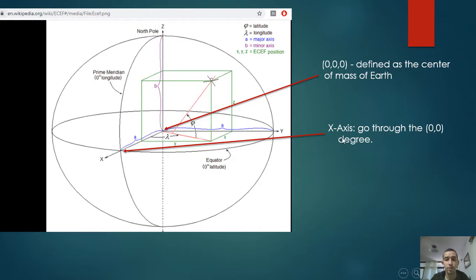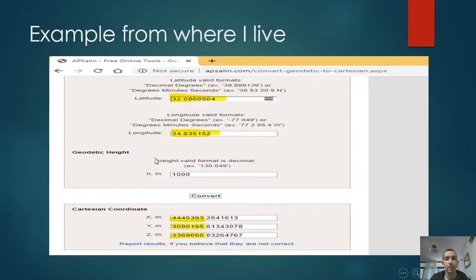But look at the interesting point: the x axis goes through the 0, 0 degree, meaning longitude and latitude. Here the meridian and the equator. This is, I think, a very important thing.